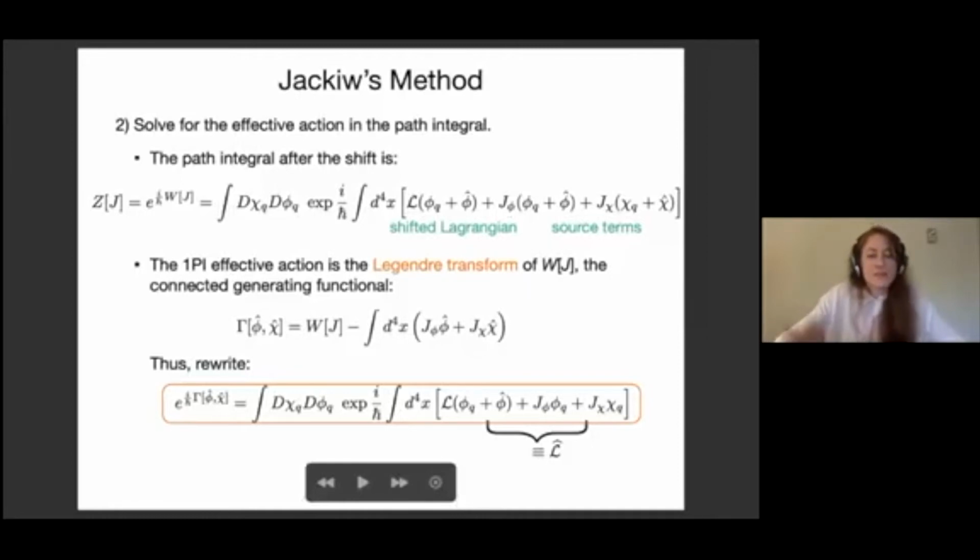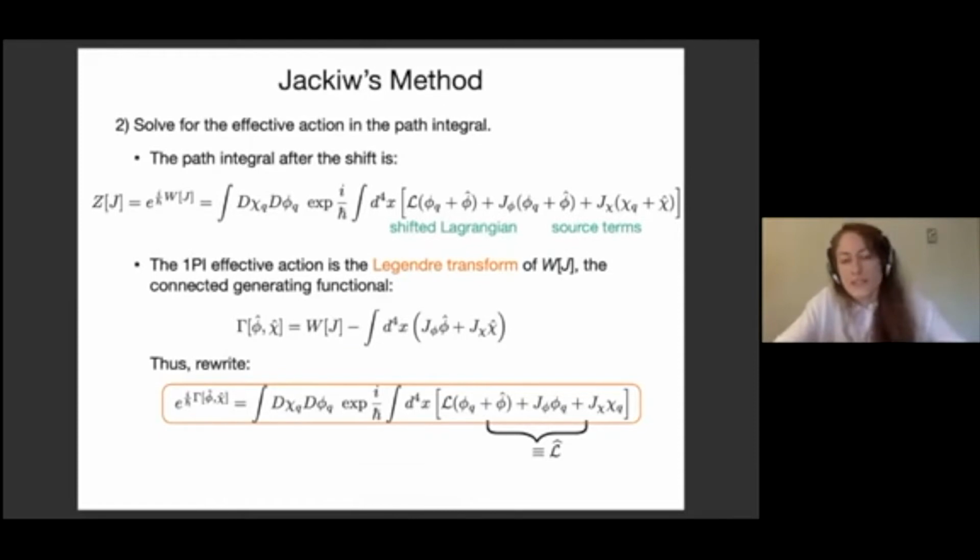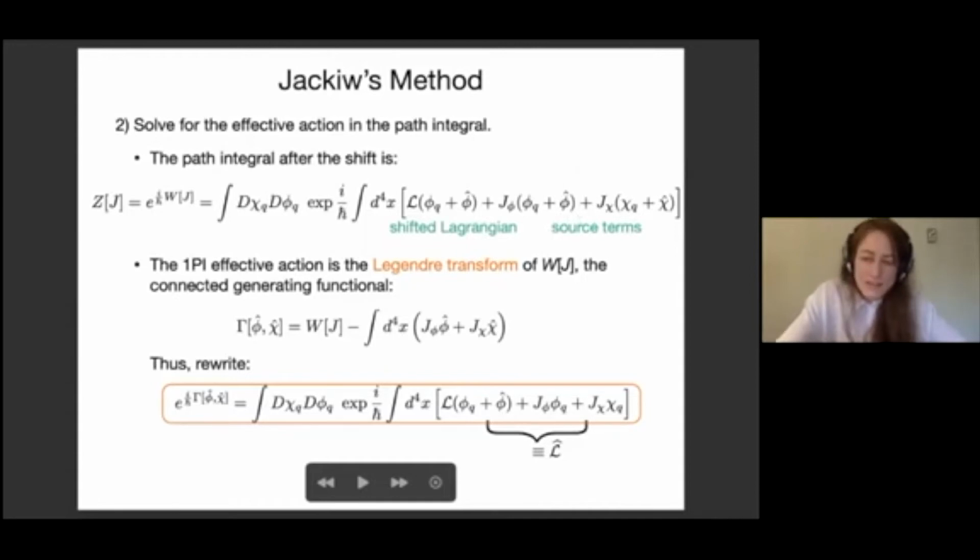Okay, we want to solve for the effective action, and the 1PI effective action is the Legendre transform of the connected generating functional, which is what's in the exponent. So these classical background fields are conjugate variables to the sources, j phi and j chi. And so I can just subtract off this part from this expression here and solve for the exponent of the effective action. I've literally just subtracted off these j phi hat and j chi hat terms.